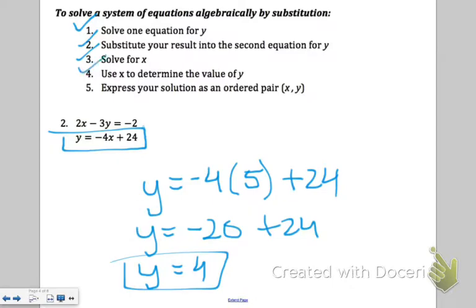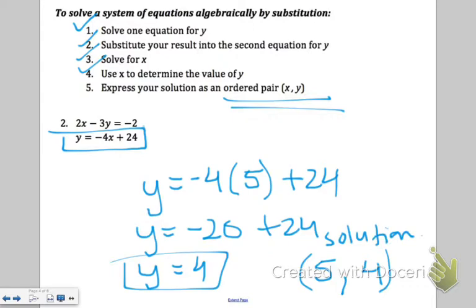And finally, step 5, express your solution as an ordered pair, as x, y. Now this is where you would lose a point for just getting lazy and not writing your final answer the way that it's supposed to be written. Remember, a solution to a system is where the 2 lines are going to intersect on a graph. So since we're solving it algebraically, we need to put the x and the y together as an ordered pair. So the solution is going to be at 5, 4. And there you have it.